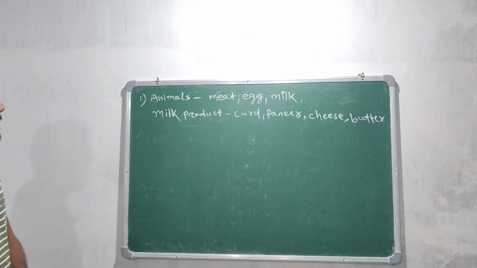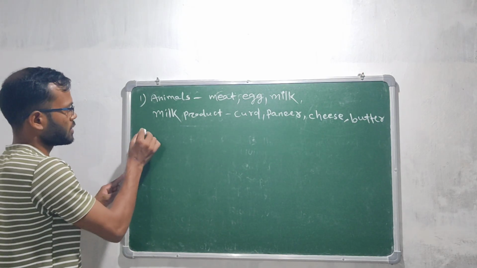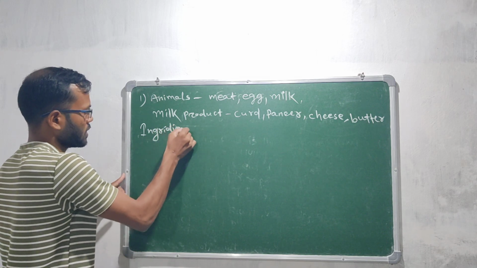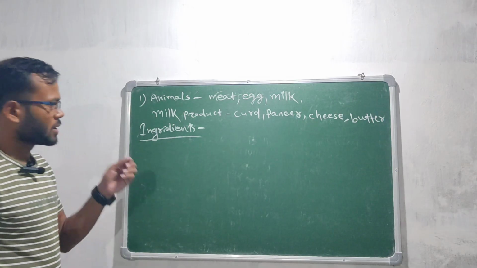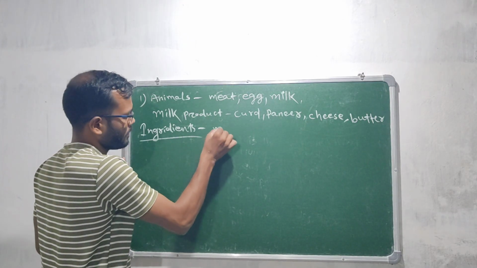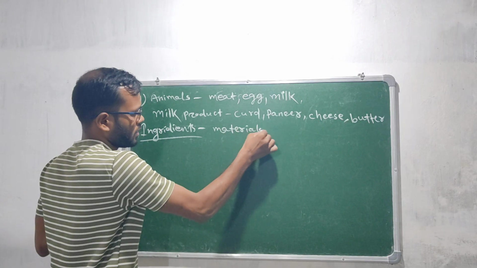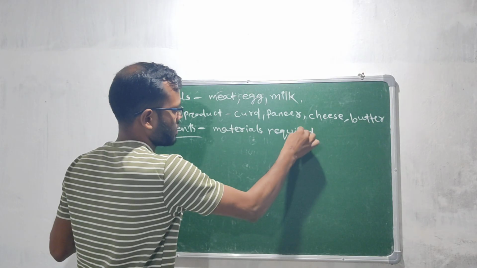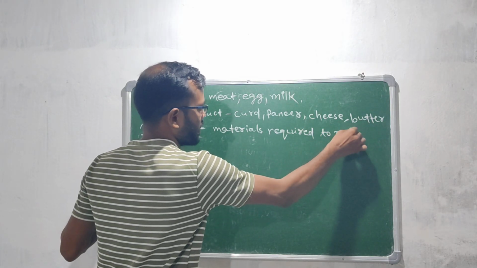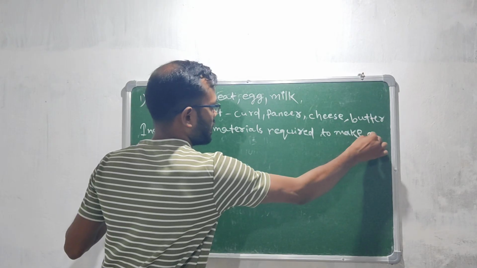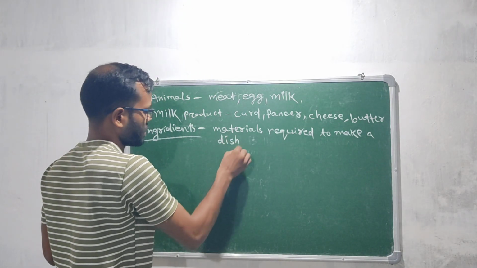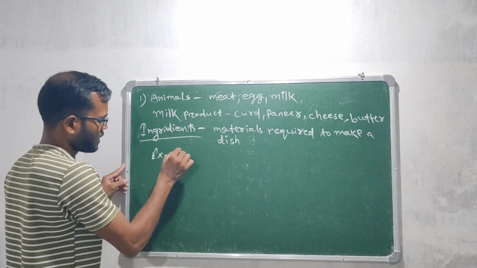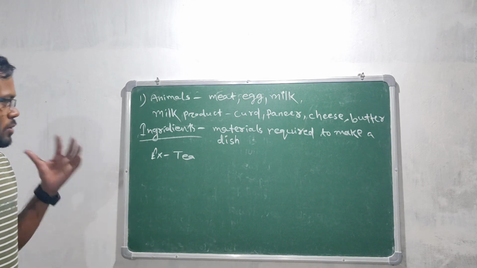Okay. So the next thing is we are going to discuss the ingredients. What are the ingredients? Okay. So ingredients means the material required to make a dish. To make dishes. For example, suppose we have to make tea. So what are the ingredients?